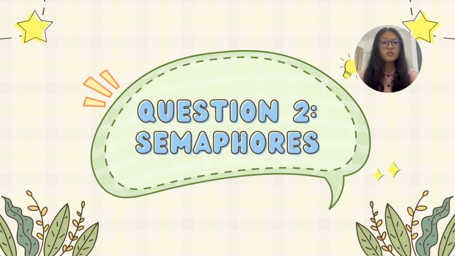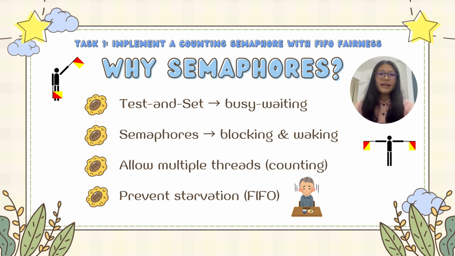Next, we will discuss question 2, semaphores. In this slide, I will explain why semaphores are needed. Test and set relies on busy waiting, which wastes CPU resources. Semaphores improve this by using blocking and waking mechanisms. Counting semaphores allow multiple threads to access shared resources, and first-in, first-out ordering helps prevent starvation.